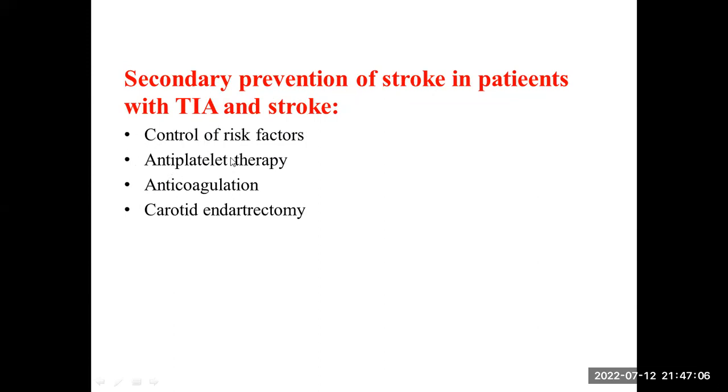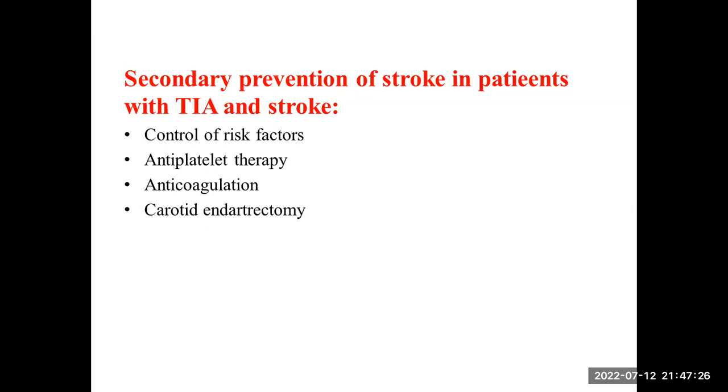Then the next step is to consider antiplatelet therapy. Antiplatelet therapy is an essential part of the secondary prevention of stroke. And as I said previously, antiplatelets are actually initiated in the acute setting of stroke and TIA, and then after that, they will be used for secondary prevention.